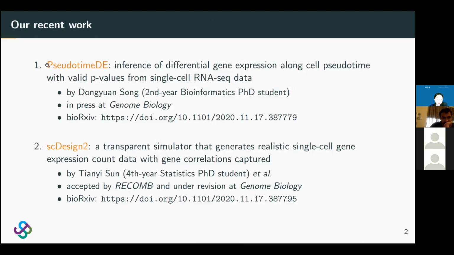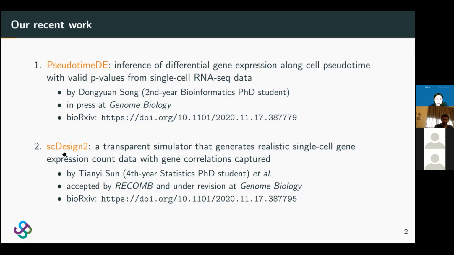And first of all, I want to say that in this talk, I will talk about two recent works. PseudotimeDE is a method for inferring differential gene expression along cell pseudotime. And the key is that we want to emphasize the validity of p-values for this inference. And this work was done by my second-year bioinformatics PhD student, Dongyan Song, and it's currently in press at Genome Biology. And this is the bioRxiv link. I think Shuram sent this previously, if you want to check it out.